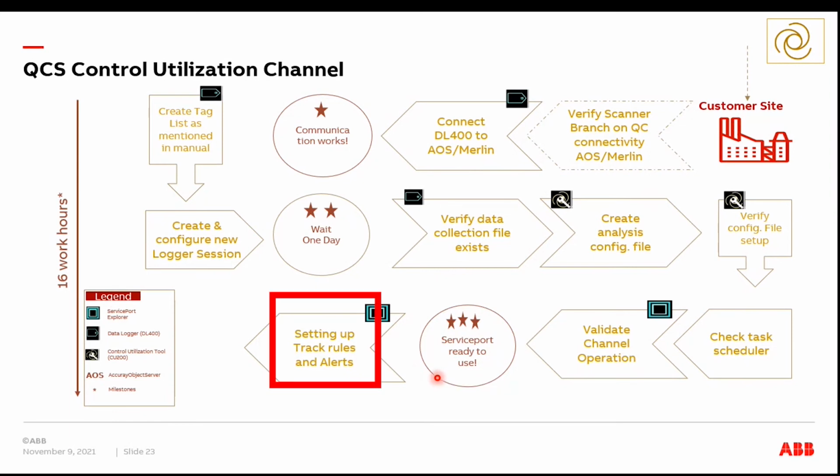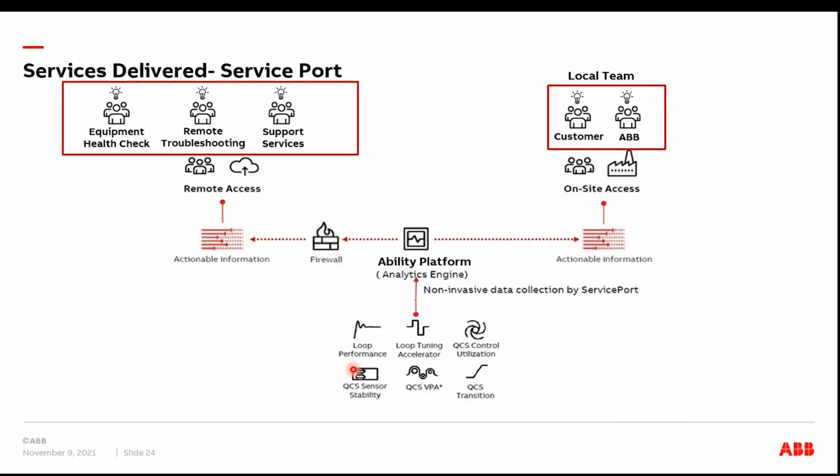Later on, some track rules can be created. These track rules are based on process conditions or on our requirements. If you want to set up some alerts, that can be done. Or if we have any predefined issue which we want to monitor, then track rules can be set up on an immediate basis, or the data can be logged for a month or a week to analyze and see whether any track rule needs to be set up to improve performance. So how is this delivered? This is an ability platform which will have all this type of data.